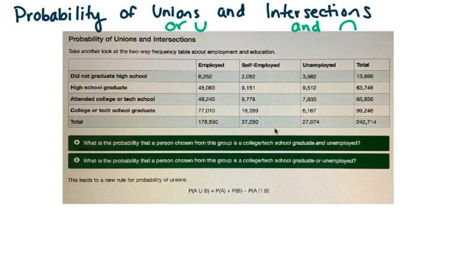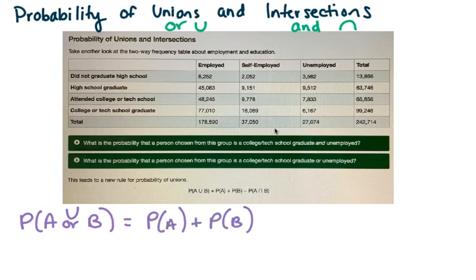So the probability of A or B, which is the union, is going to equal the probability of A plus the probability of B. But then you have to subtract out the probability of A and B. If you don't subtract that out, then what you're actually doing is you're adding it twice, and I'll show you why. So if I wanted to find the probability of, let's say, did not graduate high school and employed. Well, what this is saying is that I would take the probability of employed.